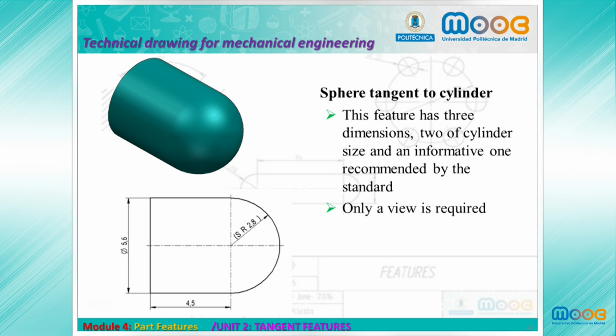A sphere tangent to a cylinder. This feature has 3 dimensions, 2 of the cylinder size and an informative one recommended by the standard. Only one view is required.